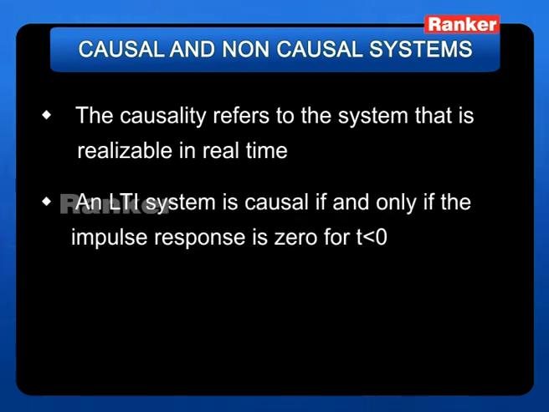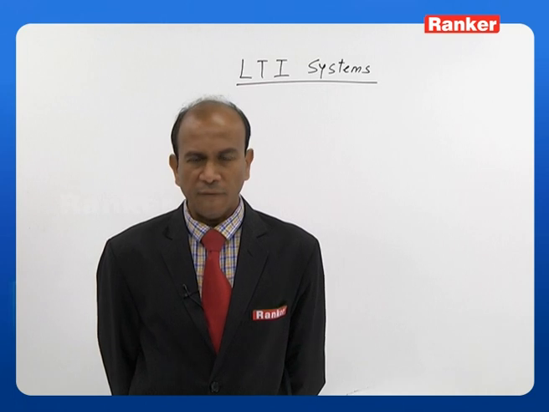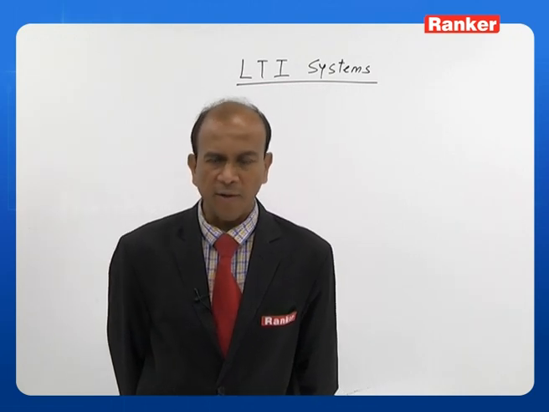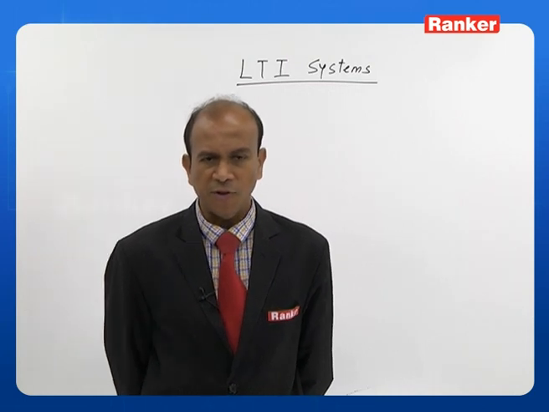An LTI system is causal if and only if the impulse response is 0 for t less than 0, that is h of t is 0 for t less than 0. Now, take a linear time invariant system, that is an LTI system, and let us look at it. The LTI system is said to be causal if h of t is 0 for t less than 0. This is called a causal system. These examples we will see a little later on, how the examples can be done. We will see once we finish this.